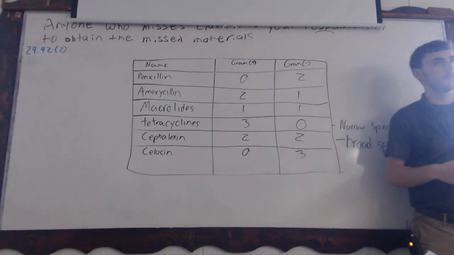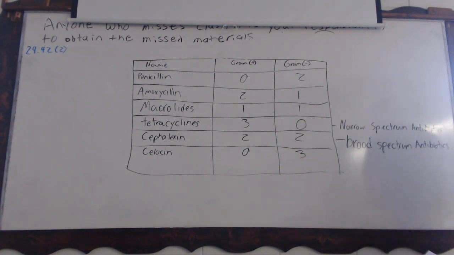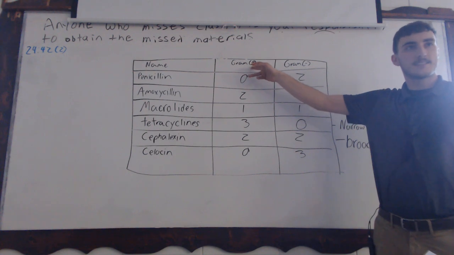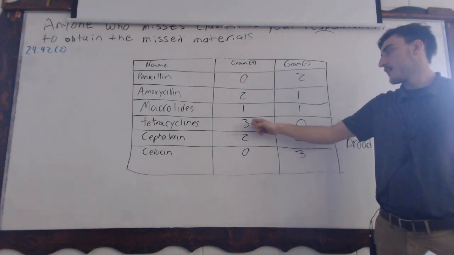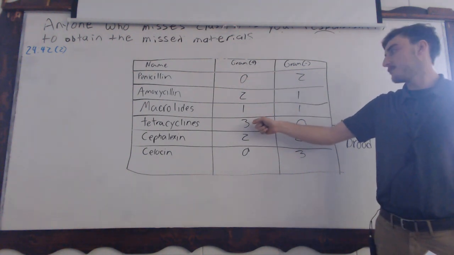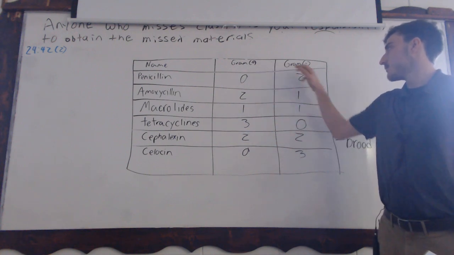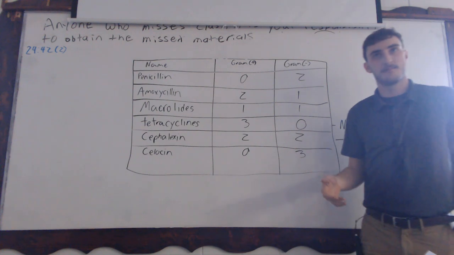Tetracyclines. Okay. Yep. Staphylococcus. Caucus is positive. And the higher the number, the more effective that would be against the respective bacteria.